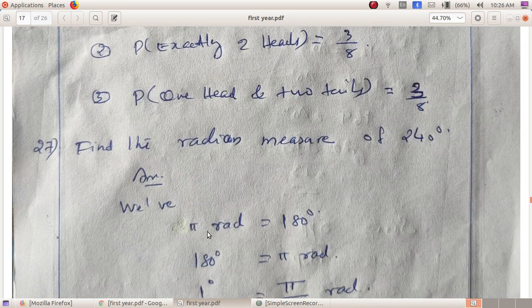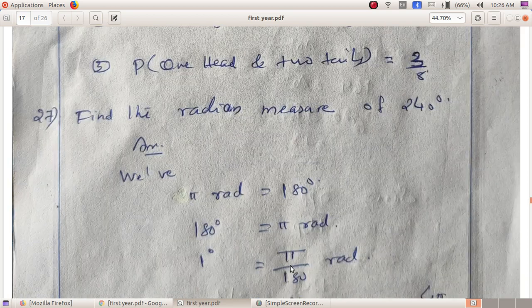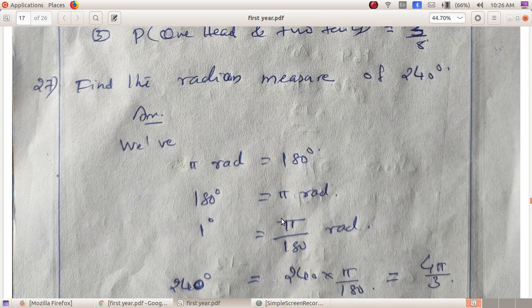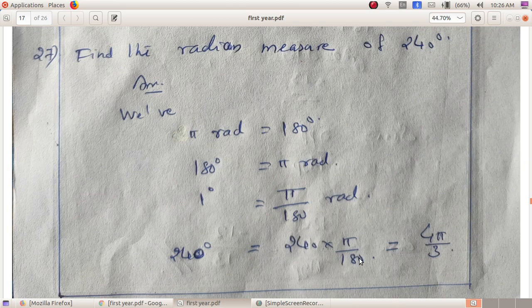We have pi radian is equal to 180 degree, or 180 degree is equal to pi radian. Then 1 degree means what? Pi by 180 radian. And 240 degree means what? 240 into pi by 180. Then you cancel. Then you will get 4 by 3 pi.